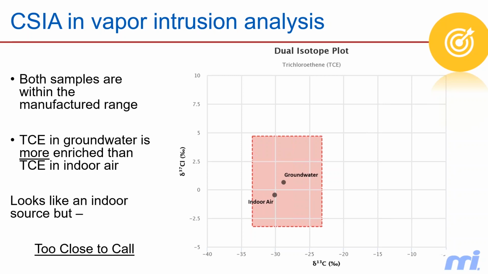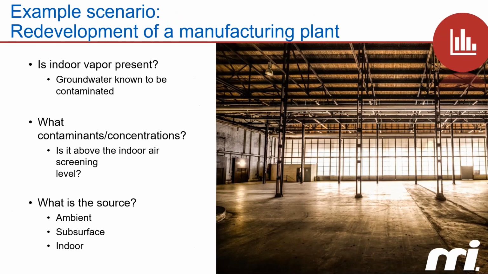What about a situation like this, where our groundwater is in fact more degraded than our indoor air? This looks like it could be an indoor source because these values are very close to one another, but it's too close to call. It may also be that the groundwater is separate, but those two values just happen to line up close to each other. So this is another good example of why we would use multiple lines of evidence to corroborate what's actually happening here. CSIA, again, is not a silver bullet, should never be treated as one, but it is extremely useful when used in the context of all other analyses.